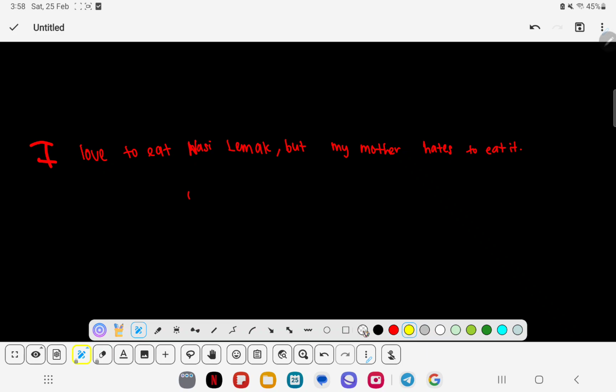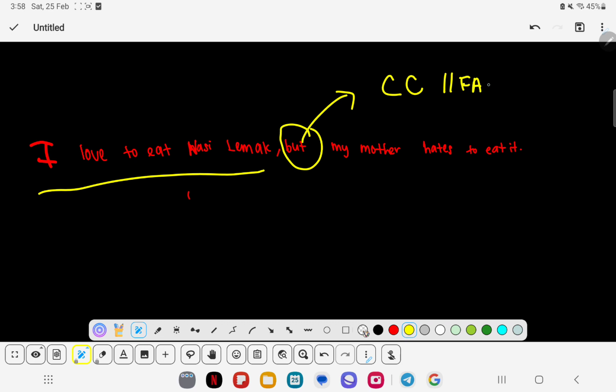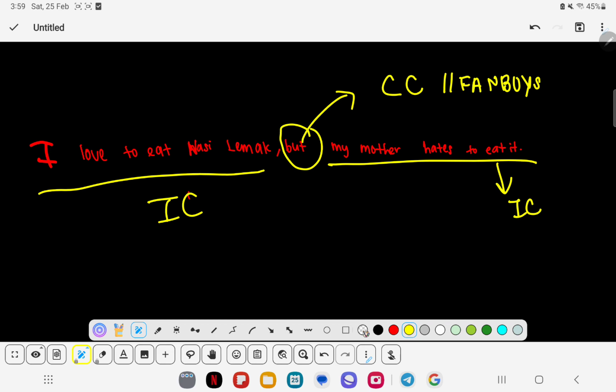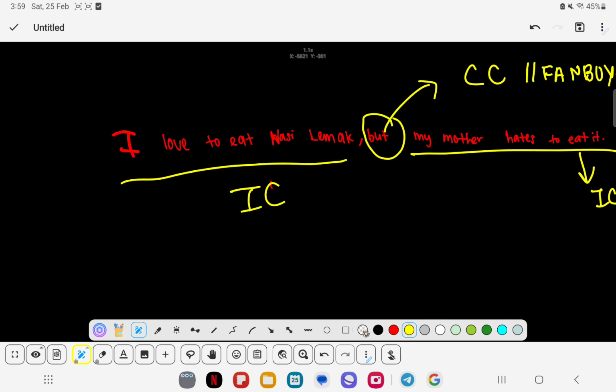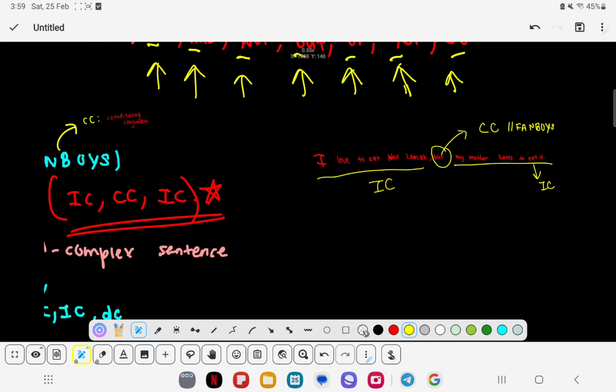Okay, here you see: I love to eat nasi lemak, comma, very important, and then we have but. But is actually a conjunction, right? Coordinating conjunction, or any word of FANBOYS. This is an IC, independent clause, because it can construct its own sentence. Here you can see my mother hates it is also an IC. As you can see, it can construct its own sentence. So this is what we call a compound sentence. I hope you understand, alright?